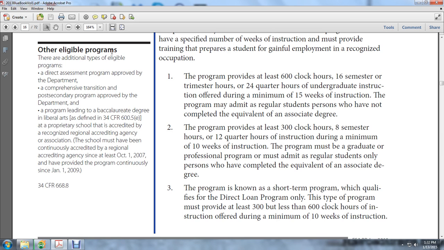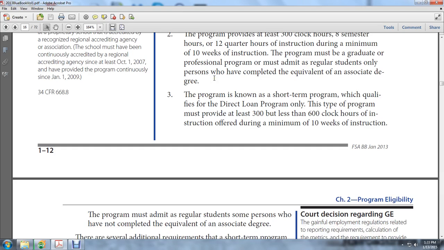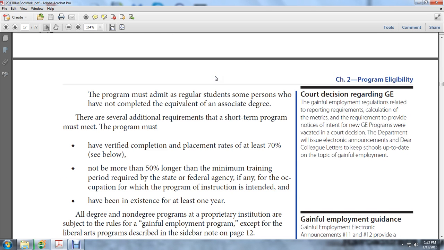In a preparatory school, the school must be accredited by a recognized regional accrediting agency or association. The school must have been continuously accredited by the regional accrediting agency since at least October 1, 2007, and have provided a program continuously since January 1, 2009, per Title 34 Code of Federal Regulations 668.8. The program must admit regular students who have not completed the equivalent of an associate's degree.